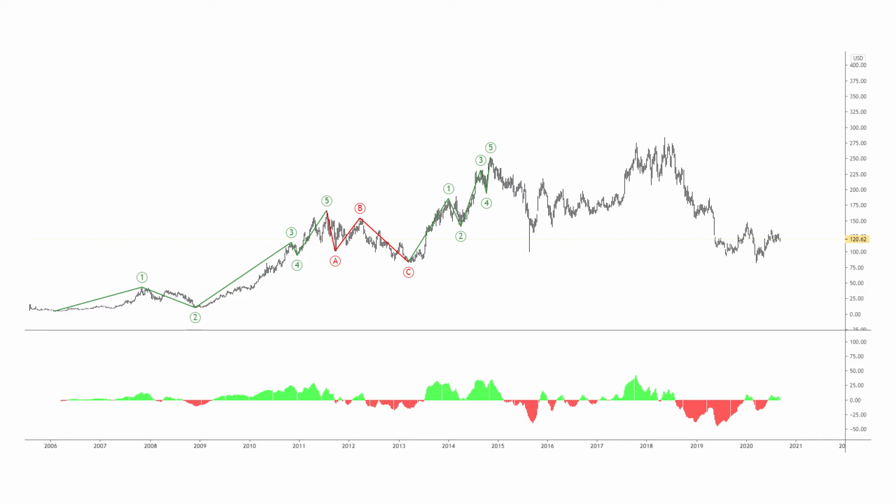This wave structure is called a diagonal, and since it leads into the wave 5, it is an ending diagonal. Waves are getting shorter going into the top. This is the third impulse sequence of 5 waves followed by a deep ABC correction. Impulse wave A, corrective wave B, and final impulse wave C.